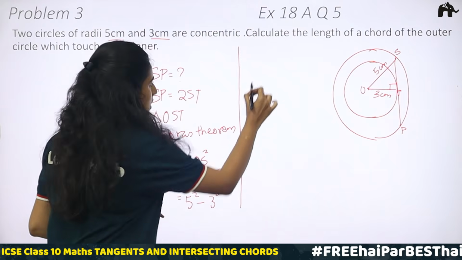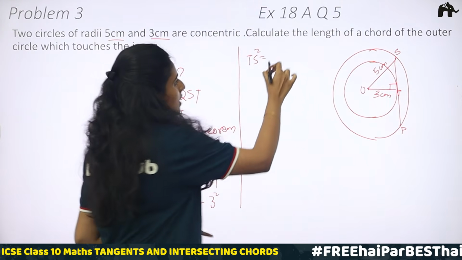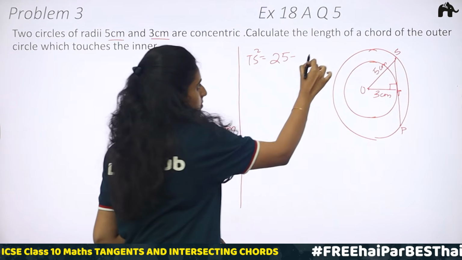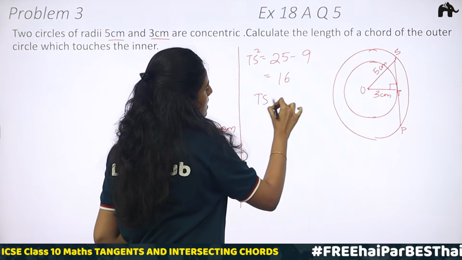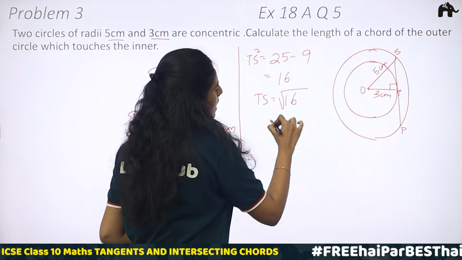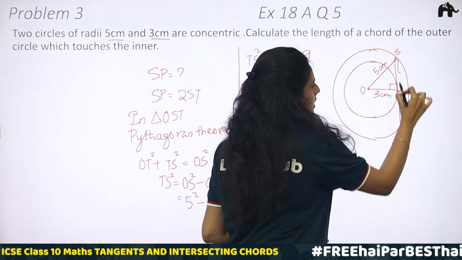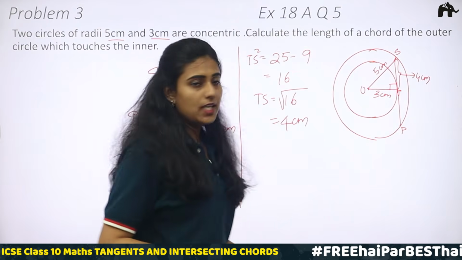3 square. TS square is equal to 5 square 25 minus 3 square 9. 25 minus 9 we get 16. Therefore, TS is equal to root of 16 and that is 4 centimeter. We are getting this length, TS 4 centimeter. Then what is SP?